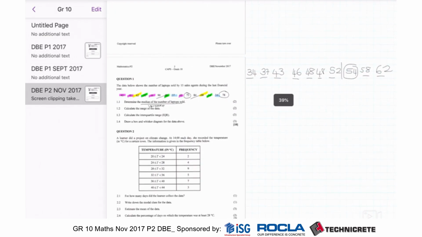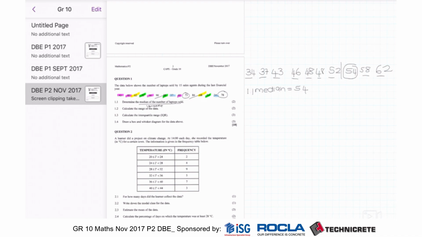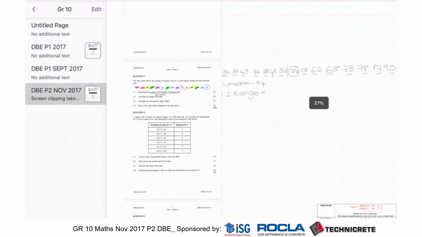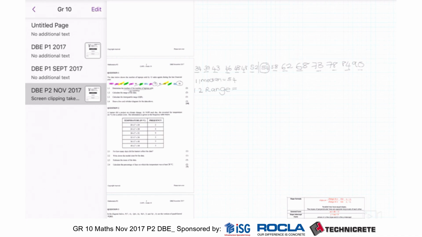Okay, let's take a look at the next one. Calculate the range of the data. So what is range? Range is our highest value minus our lowest value, which is why it's very important that you see the importance of having to put it in ascending order. So my range is going to be 90 minus 34. Let's check ourselves on our calculators. The answer is 56.